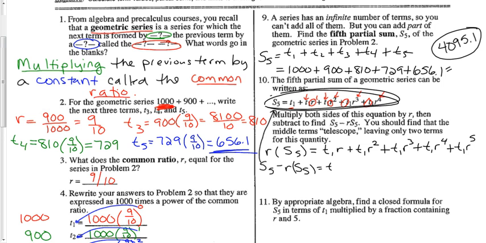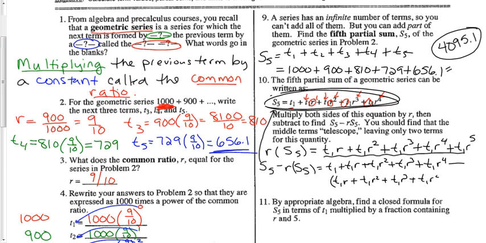So t sub 1 plus t sub 1 r plus t sub 1 r squared plus t sub 1 r cubed plus t sub 1 r to the fourth. And I'm going to subtract, again this is a continuation, what I already had there, which is this part. So t sub 1 r plus t sub 1 r squared plus t sub 1 r cubed plus t sub 1 r to the fourth plus t sub 1 r to the fifth.